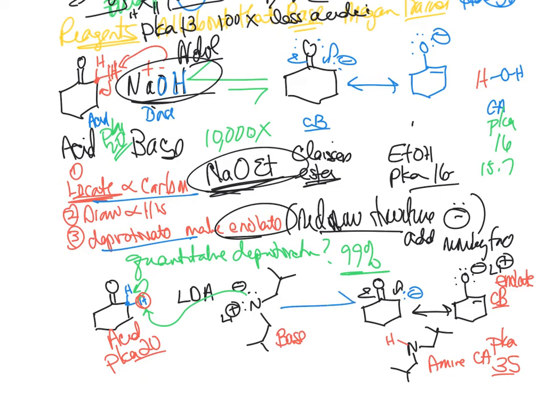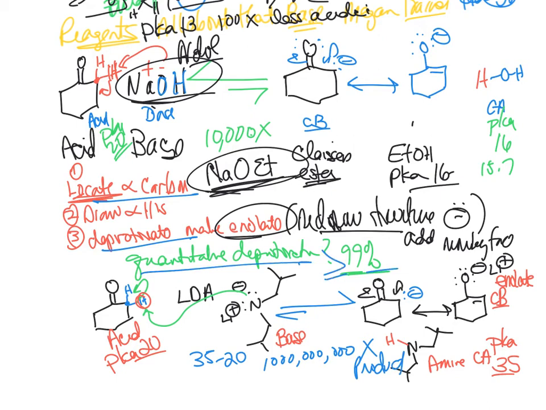Yes, it's going all the way to the product. 35 minus 20 is about, what, 15? Okay, times towards your product. So we would call that quantitative deprotonation, greater than or equal to 99%. And so your strongest base in this chapter is LDA. And when you're doing an alpha substitution reaction, many times you're going to want that LDA. But like I said, I'm going to teach you when to use what.